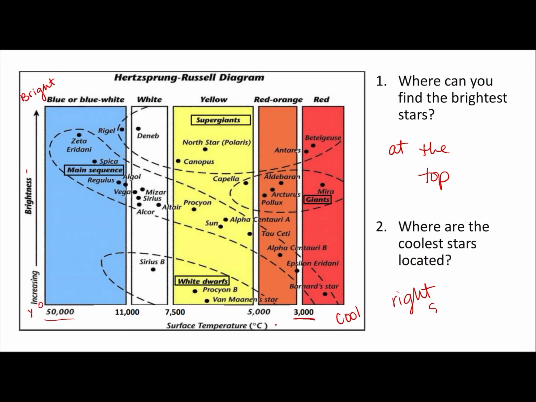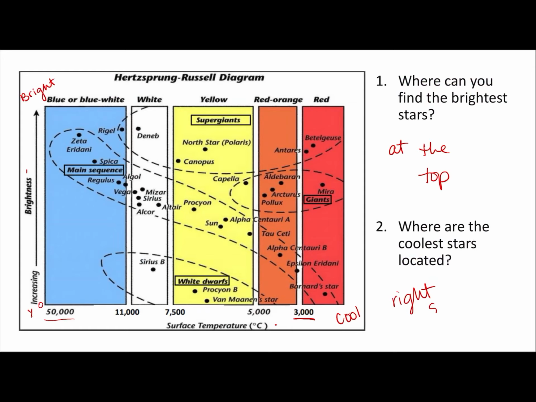So that means that all of that colored red and orange are going to be a lot cooler or colder than the blue and white stars. All right, looking at this, where can you find a hot star that is dim? So anything that's hot is over here on the left. And then I have my luminosity, it's dim at the bottom and bright up top.